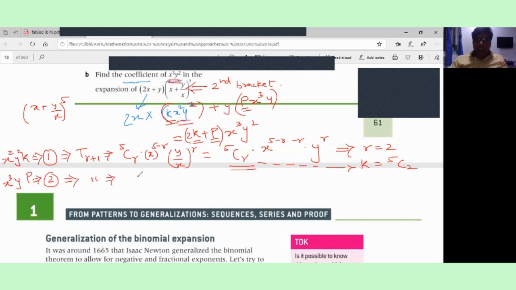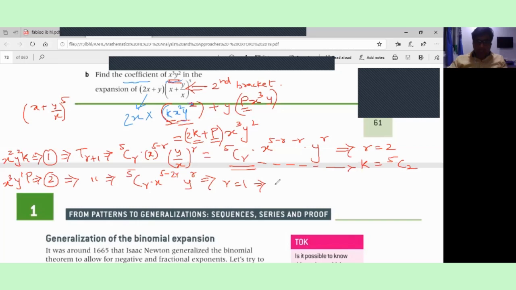The expansion of the bracket doesn't change, right? So it has to be the same: 5cr into x raised to 5 minus 2r, taking it from the top, into y raised to r. And I want this. Now here the y value is 1, so r has to be 1, right?